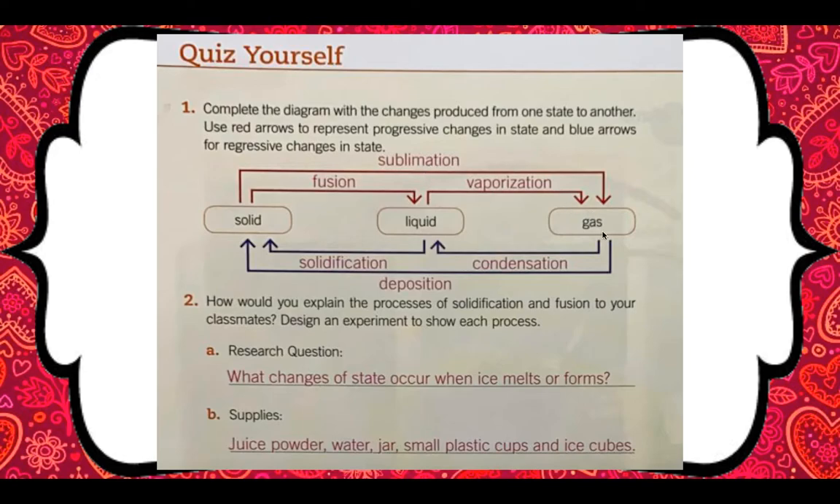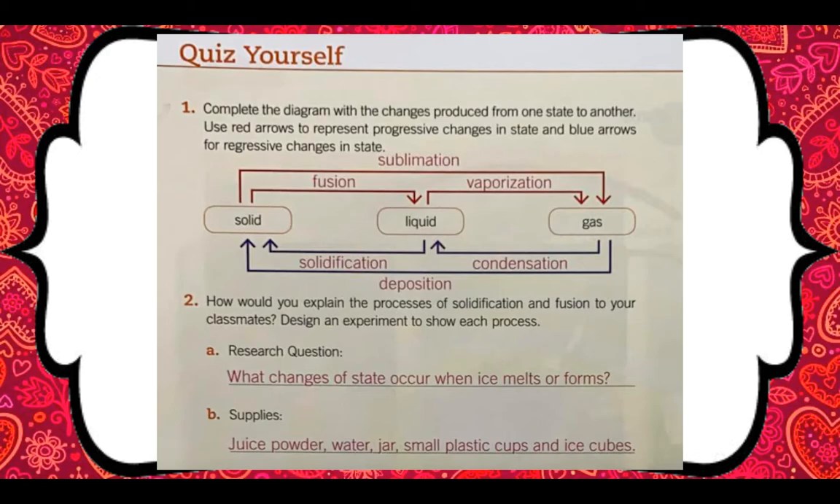And then we have the blue arrows from gas to liquid, condensation, from liquid to solid, solidification, and from gas to solid, deposition. How would you explain the processes of solidification and fusion to your classmates? Design an experiment to show each process.